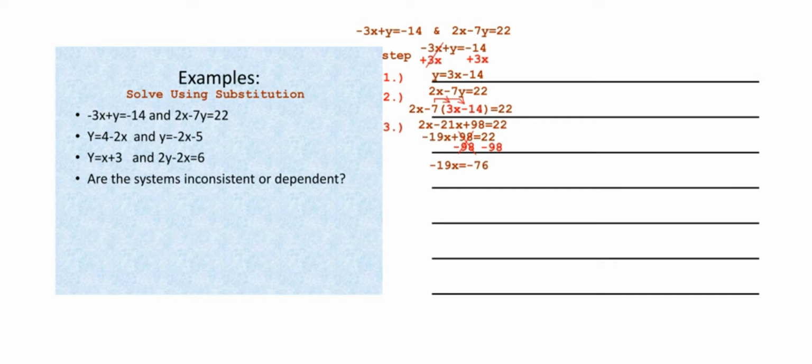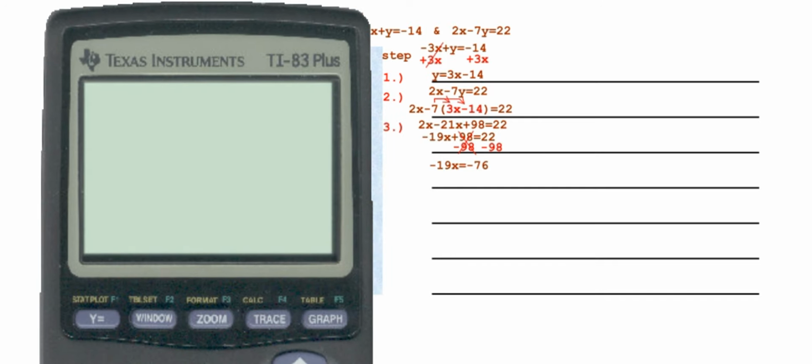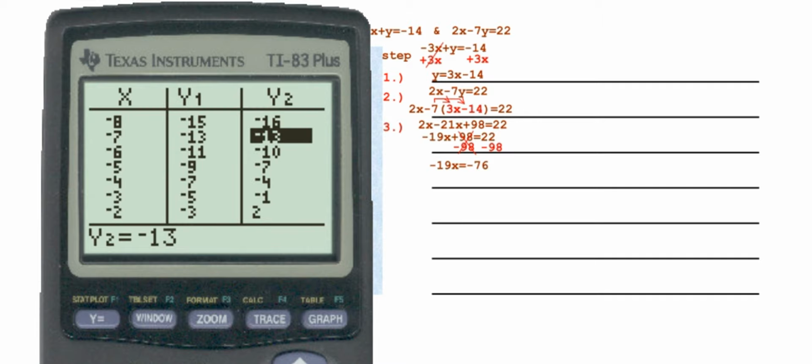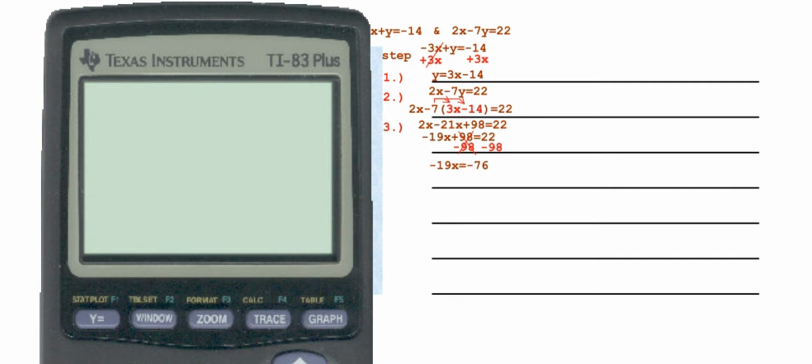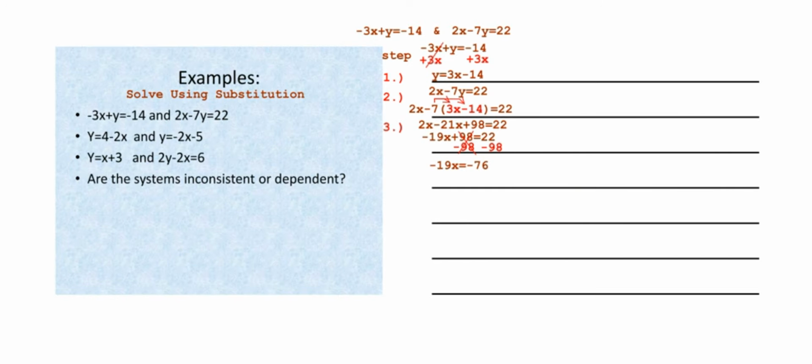So 22 minus 98 should give us negative 76. A quick check with your calculator may not hurt, right? So once again, turn on your calculator, clear anything that you might have, or go back to your main screen. So 22 minus 98. Yep, just a quick check. Yeah, you see it gives us negative 76. Okay, let's go for the next step then.